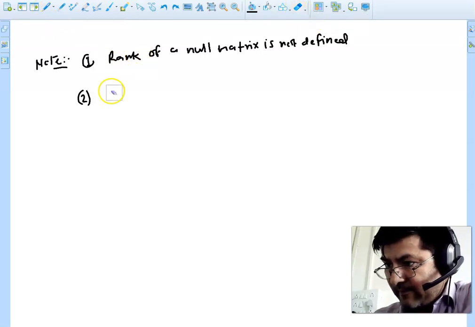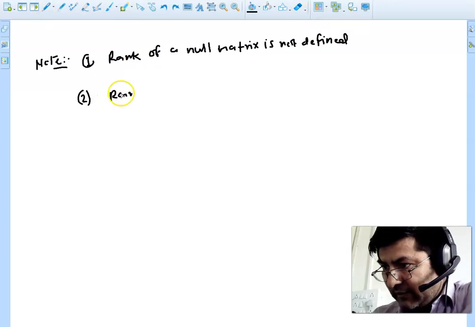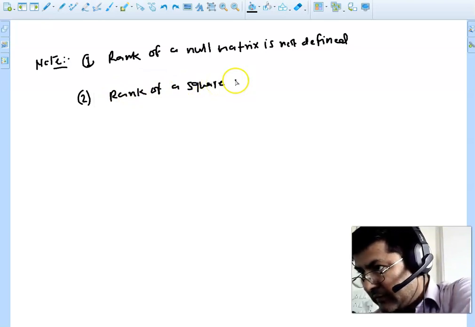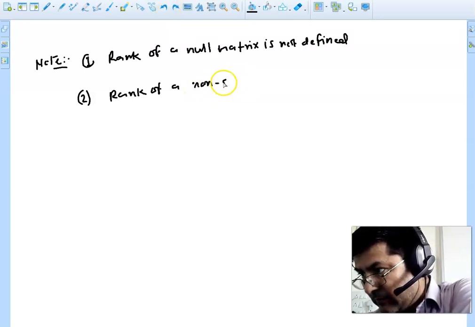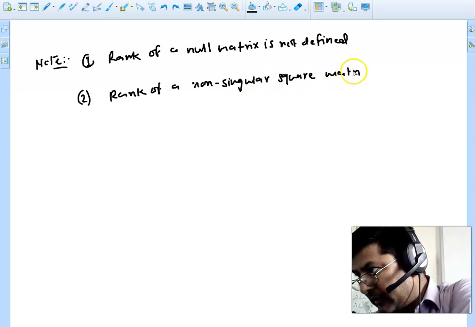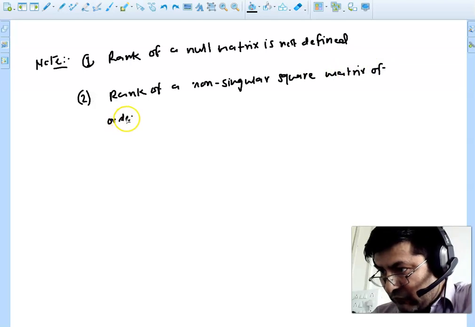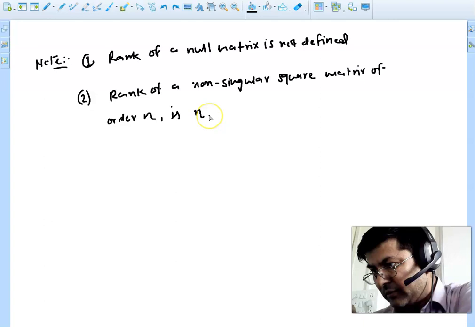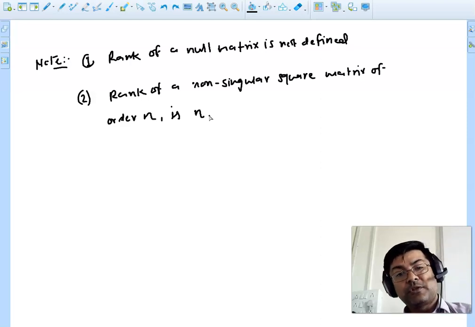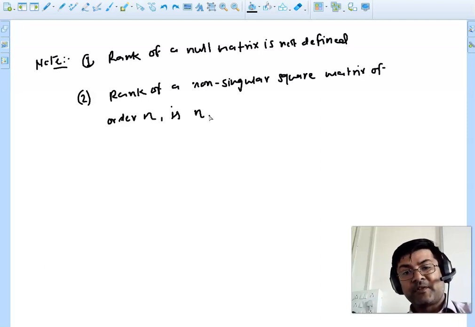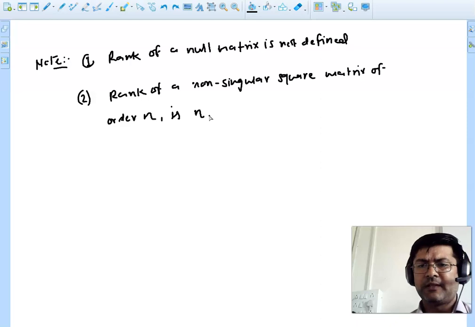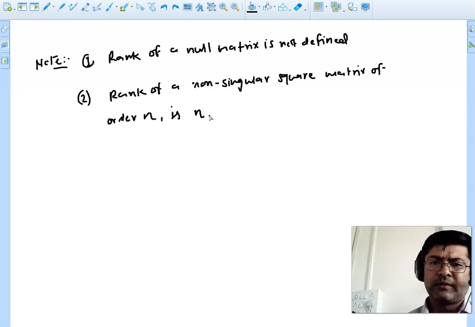Similarly, the rank of a non-singular square matrix of order n is n only. So if a given matrix, for example, is a square matrix of order 3 and it is non-singular, then the rank will be 3 only. If the given matrix is a square matrix of order 2 which is non-singular, then the rank will be 2 only. Clear? So I hope that you have well understood the concept of the rank of a matrix and how to find the rank.